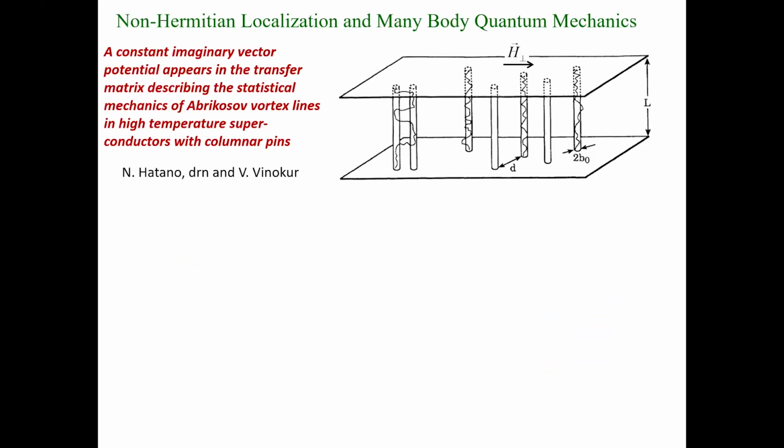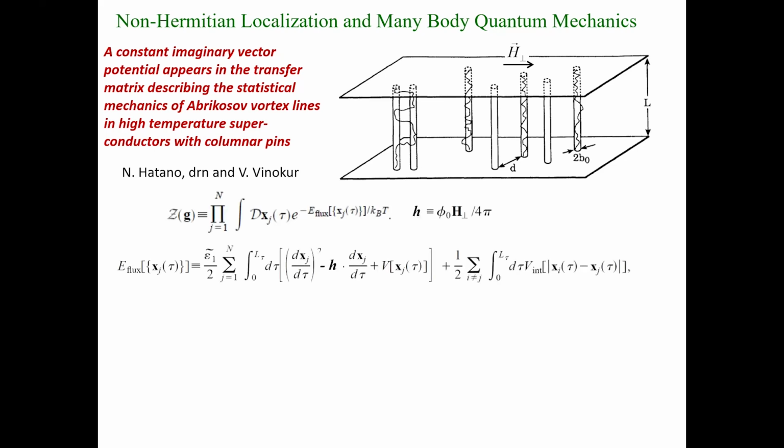I can now tell you a little bit about non-Hermitian localization and many particle quantum mechanics. Non-Hermitian comes in because a natural thing to do with these columnar pins is to tilt the field a little bit. Then you're trying to unzip them from their natural direction parallel to the column. I looked at this with Valerie Unifor and Enrique Tano.